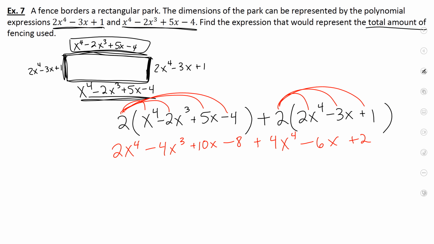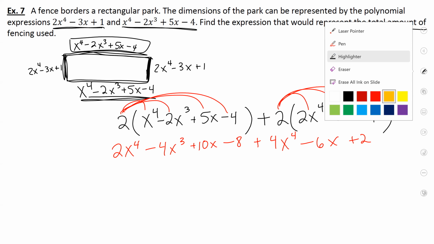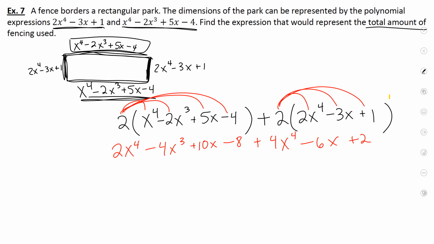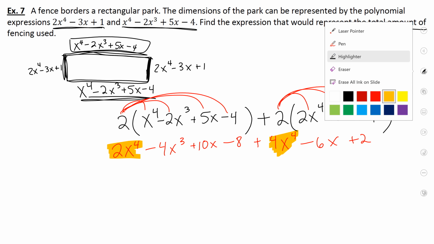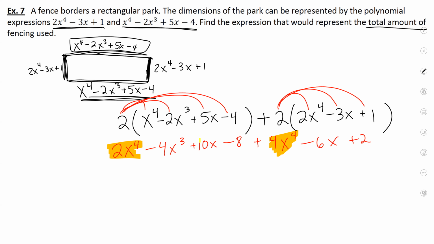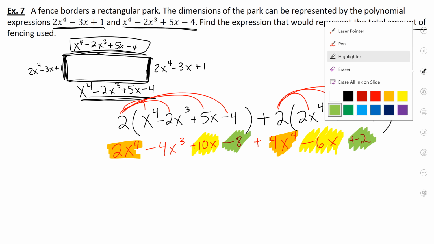Okay, now I'm going to highlight the like terms for you. This is to the fourth power. This has a fourth power. This has an x, and this has an x. And this is a number, and this is a number. Okay, so we're going to combine like terms.